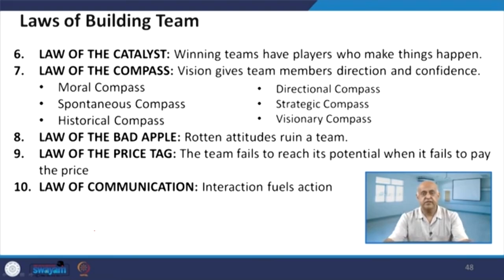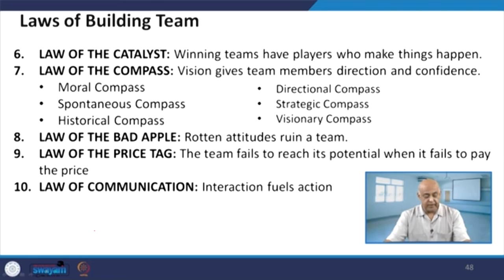Spontaneous decisions are to be made. Then we have to also understand what has happened in the past, how it has been done. Directional compass, what will be the future, and accordingly designing the strategies, and therefore you will be able to achieve your goal. So, that is the vision.